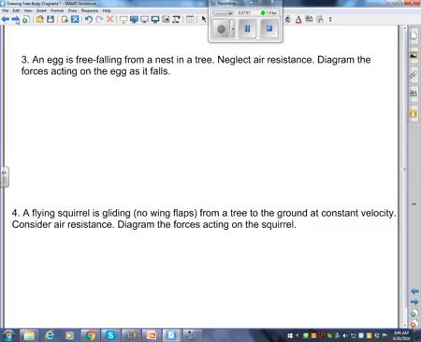An egg is free falling from a nest in a tree. Neglect air resistance. Don't include air resistance. Diagram the forces acting on the egg as it falls. Here's our rather square-looking egg. It's happening on Earth. Anything else, Braden, that we should add? This is number 3, Braden. That's it? Really? You're right. How come? What else is there? It says to neglect air resistance. It's just gravity.